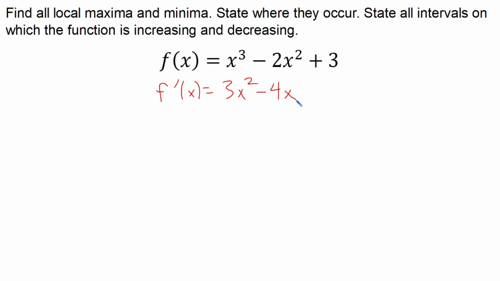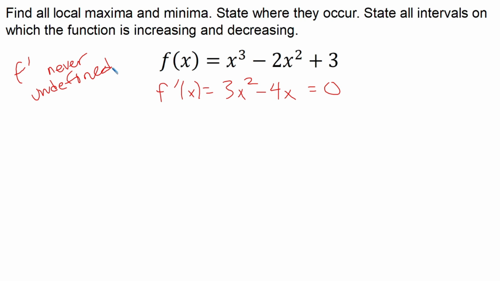To find when this is potentially at a max or a min, we need to see when it's equal to 0, and we also need to see when it's undefined. We'll note that f prime is never undefined, right? Because it's just a polynomial function. So it's never undefined, so we're not getting a critical value from when the derivative is undefined.